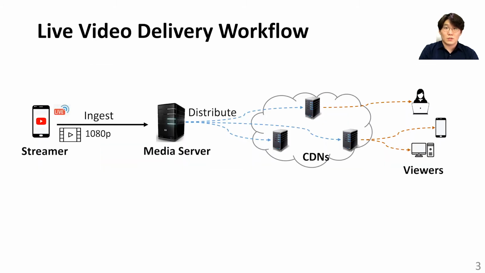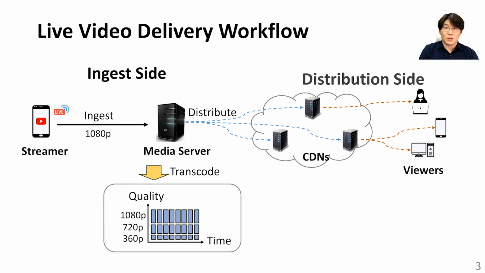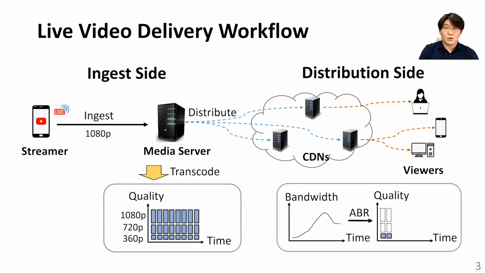Live streaming systems consist of two main components. First, the ingest side concerns the delivery of live video from the original streamer to a media server. When the streamer uploads a high-quality live video to the media server, it transcodes the ingest stream into video chunks with multiple different low qualities. Second, at the distribution side, content distribution servers use adaptive bitrate streaming to optimize the quality of experience and scale across thousands of concurrent viewers.